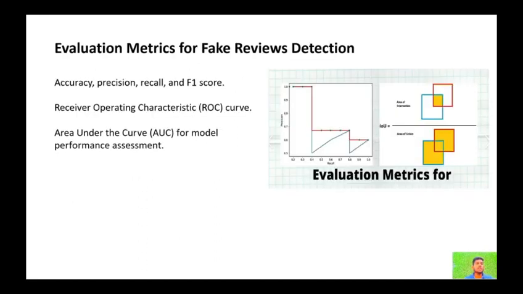Next topic is evaluation metrics for fake review detection: accuracy, precision, recall, and F1 score. Next is the receiver operating characteristic curve and the area under the curve for model performance assessment. As you can see in the image, the yellow part on the right side, the area that comes under the curve, will be the fake reviews.